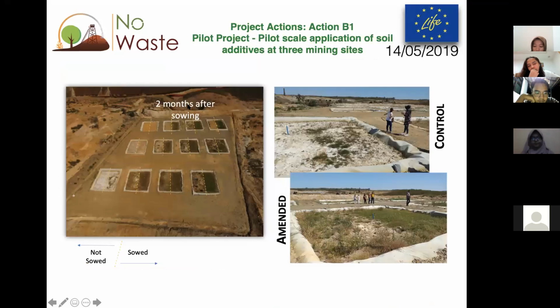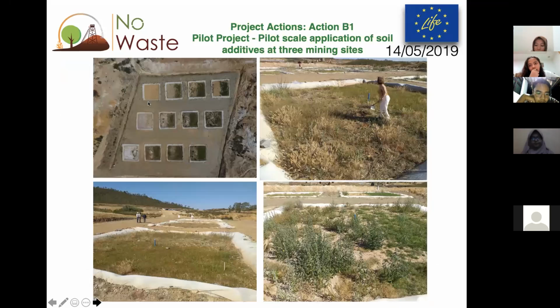And you see here very clearly 2 months after sowing, these are the control plots in which we didn't add our soil amendments. But for the treated soils, you clearly see that, only 2 months after sowing, you could already see very clearly the plant growth and the plant development. Again, for these soils here, which were the three control mining soils, pretty much nothing grew.